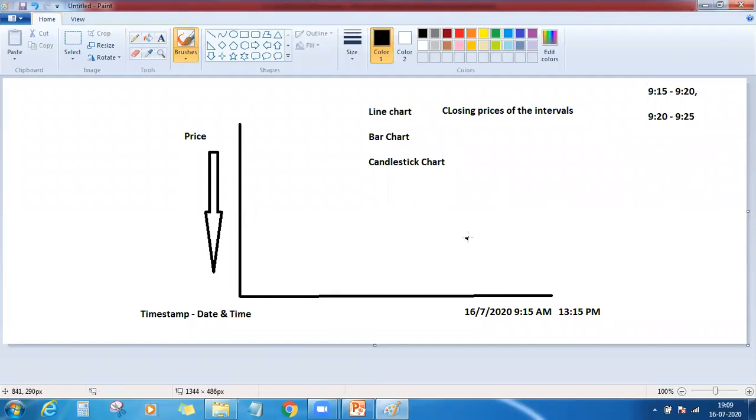So at 9:15 a.m., let's say this was the price. Then at 9:20, this was the price. At 9:25, this is the price. All these closing prices, you connect with a line. Just connect all the dots with the help of a line, and that becomes your line chart. As simple as that. The only thing is you're considering the closing prices of that particular interval.